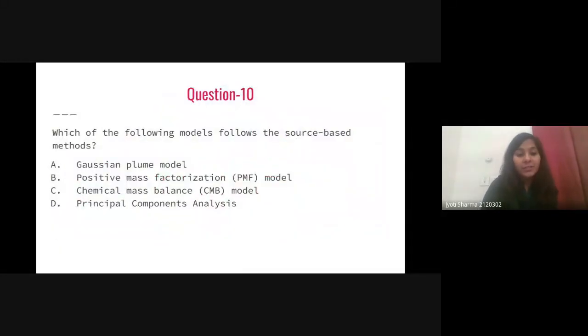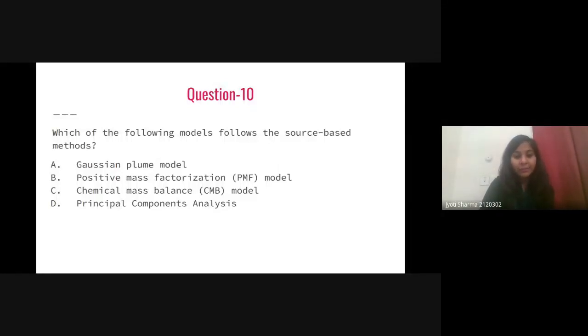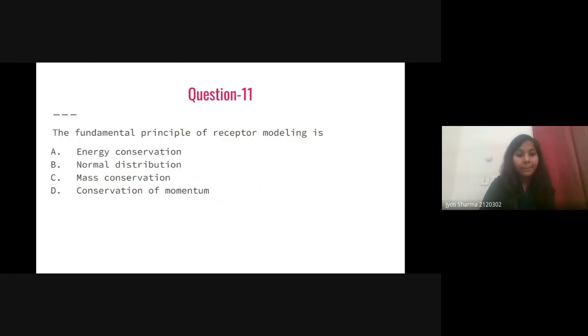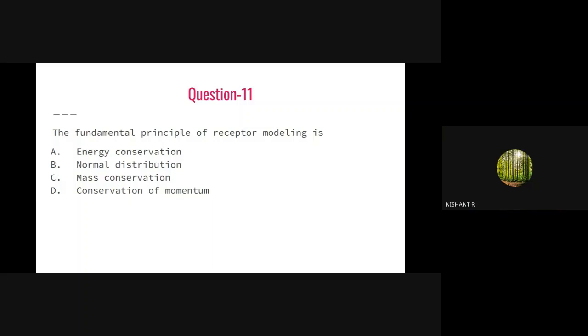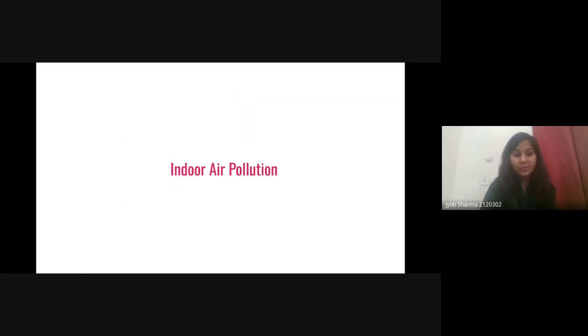Okay, then next question is, which of the following models follows the source-based model? We already talked about this, right? Gaussian flow model. Okay, so everyone gave me the right answer. That is Gaussian flow model. We also know that B, C, and D are part of the receptor-based models. Okay, the fundamental principle of receptor modeling is mass conservation. Alka also gave me mass conservation. Yes. Okay, so answer should be mass conservation.